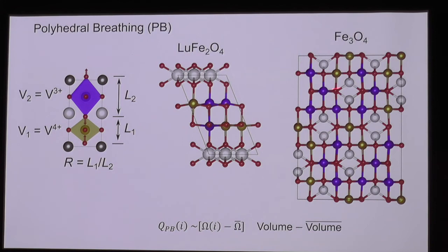Here, we should emphasize that because the atoms with different valence states are not orderly stacked as a superlattice structure, we can no longer use the R ratio to characterize the polyhedral breathing. We use another physical quantity, which relates to the difference between the volume of a specific octahedron and the average volume of the oxygens in the entire crystal. As a result, a smaller polyhedron will give a negative QPB, and a larger one will give a positive value.